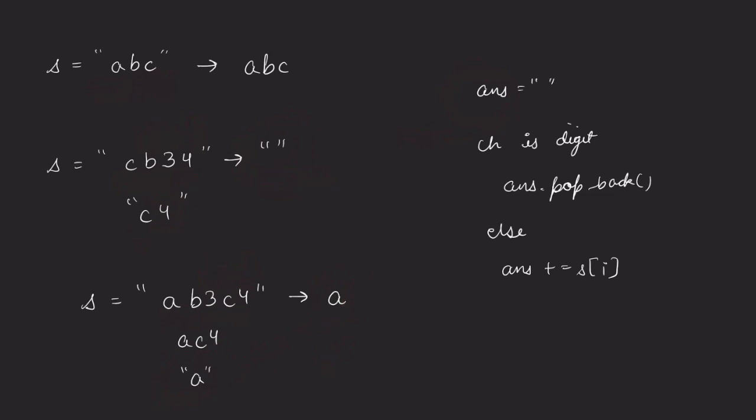Now here we will only be iterating once over the string S, and both of these operations will take constant time. So the time complexity over here will be order of n, and the space complexity will be constant. So now let's look at the code.